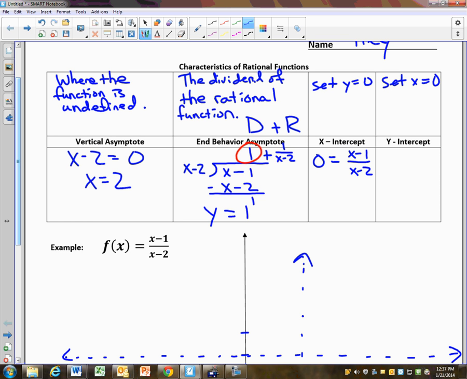How do you solve that? I'm going to write it over 1, and now I can cross multiply. We get X minus 1 is equal to 0. So X is 1, that's my X-intercept. How do you find the Y-intercept? Plug in 0 for X. X minus 1, I'm sorry, 0 minus 1, negative 1. 0 minus 2, negative 2. Negative 1 over negative 2, Y equals 1/2.